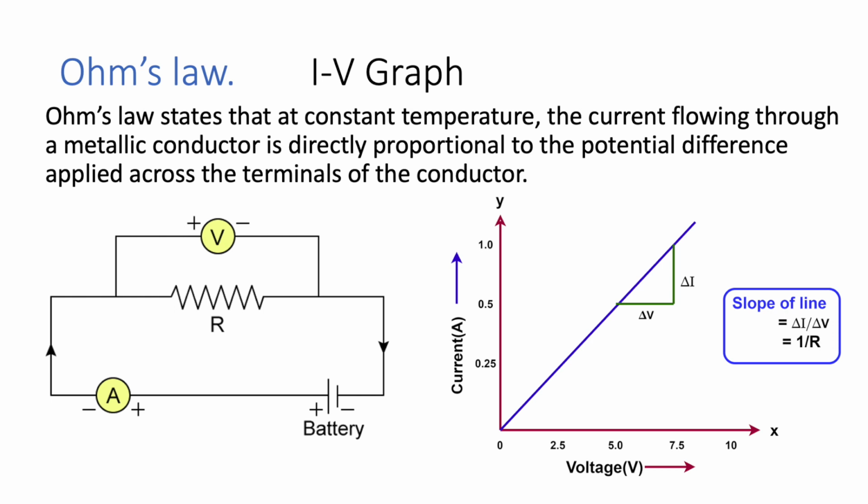Ohm's law is a relation connecting voltage, current, and resistance in a circuit. Ohm's law states that at constant temperature, the current flowing through a metallic conductor is directly proportional to the potential difference applied across the terminals of the conductor.